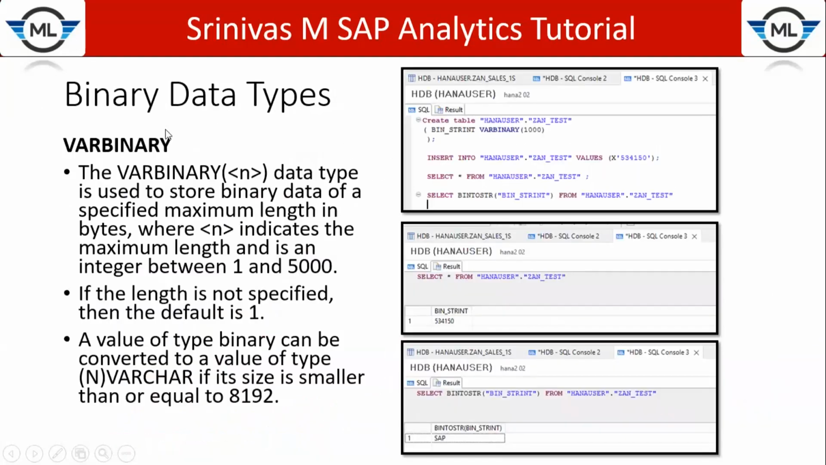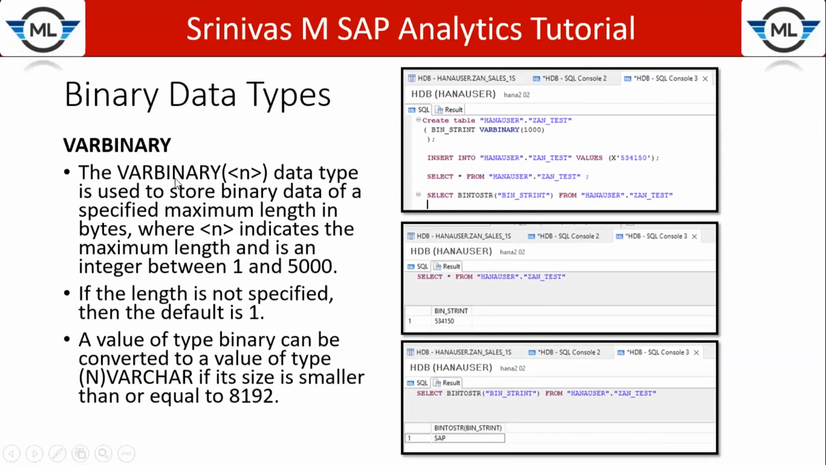Now going to binary data type. Okay, so what is binary data type? A varbinary data type is used to store binary data of a specified maximum length in bytes, where n indicates the maximum length and is an integer between 1 and 5000. Okay, so to understand it in a better way, I give an example also here. So I created a table, and in the table I created one column called binary_string. I made a spelling mistake, but I created one column of type varbinary.